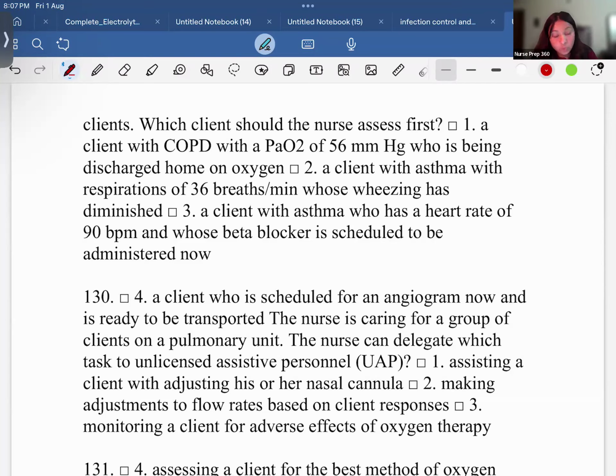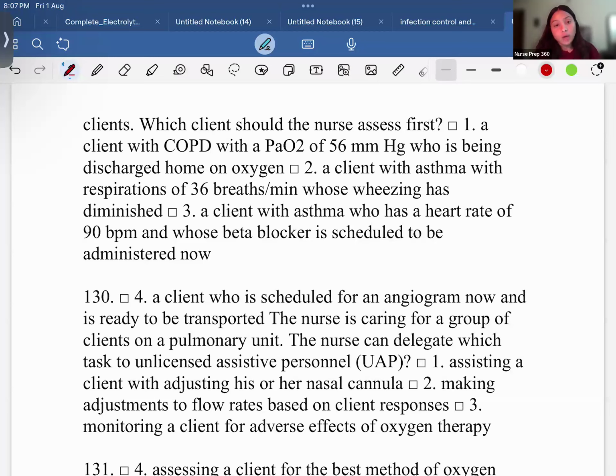Fourth, a client who's scheduled for angiogram. Okay, there's angiogram. Now is ready to be transported. There is a patient where I'm doing a procedure on a patient and the patient is being transported. Simple, normal patient, healthy patient.